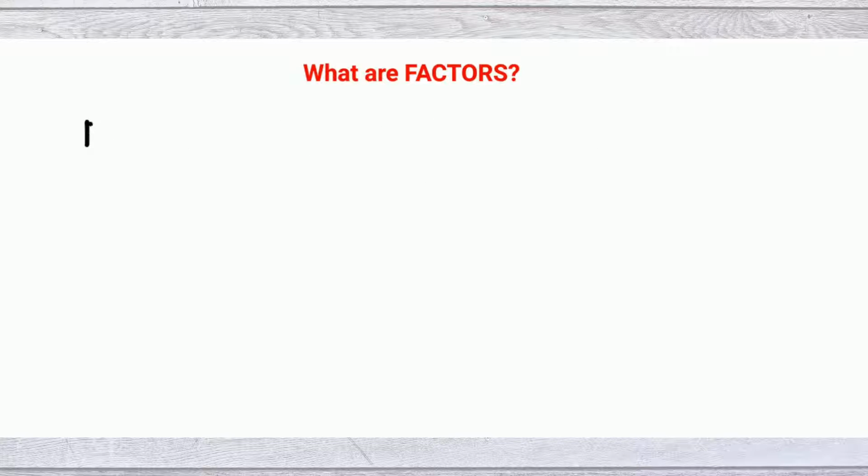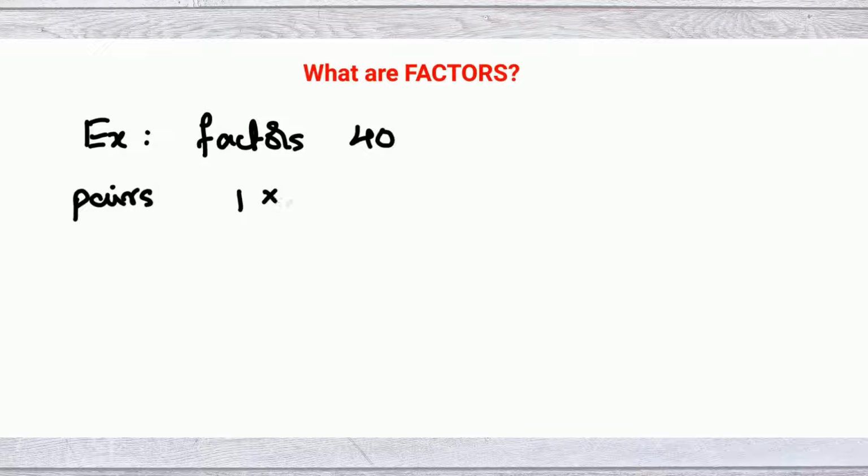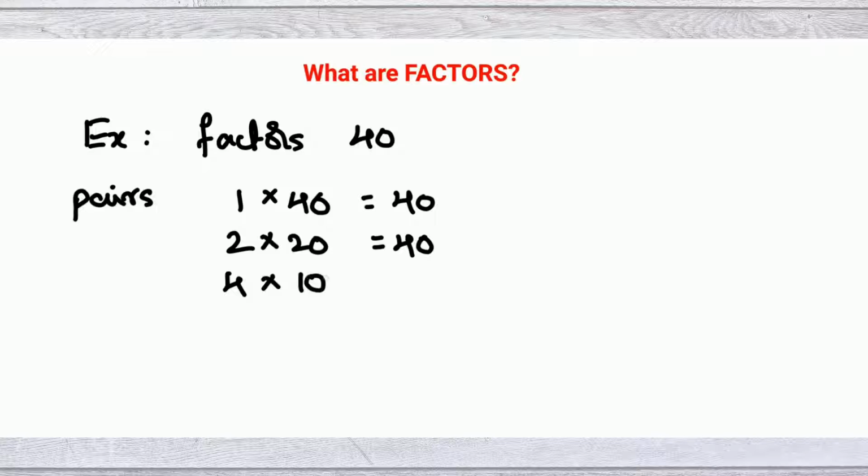Now, we will see one example and we will find the factors of number 40. Let's see. What are the pairs here? 1 into 40 equals to 40. Or 2 into 20 will also give you 40. Or 4 into 10 will also give you 40. And last one is 8 into 5 will give you 40.